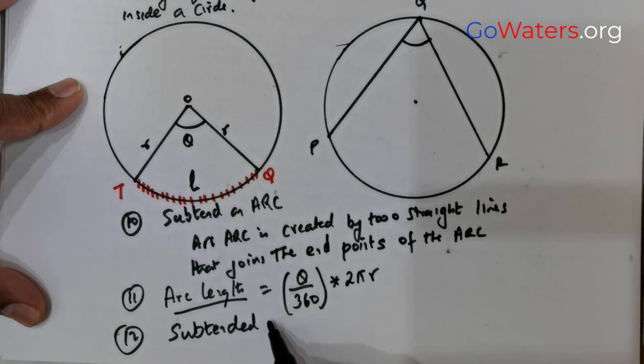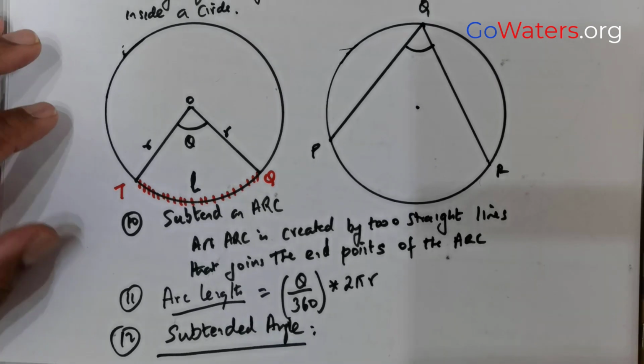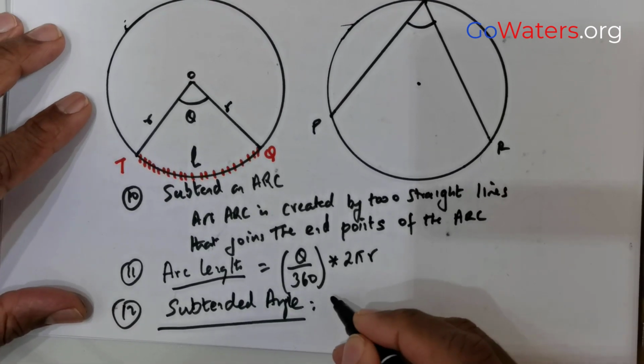Subtended angle. So I've already mentioned to you subtended arc. Now this is called a subtended angle. Now what exactly is a subtended angle? That is a very important concept that you will need to know. So let me write the definition for subtended angle.